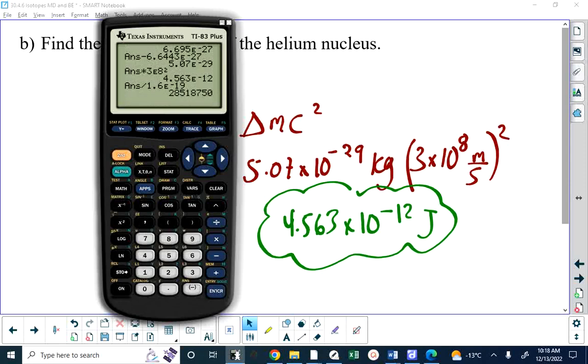Is it a large amount of energy? It's a huge amount of energy. This is one nucleus. This is the energy associated with one nucleus. 28.5 million electron volts.